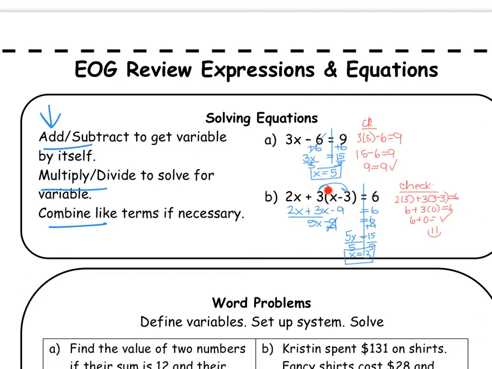Here we have to distribute first, distribute out the 3, and then combine like terms, undo addition, undo division, and we get x equals 3. And again, plug in 3 for x here and see if it checks out. Does 2 times 3 plus 3 times the quantity 3 minus 3 equal 6? And it does. 6 equals 6, so that checks out as well.